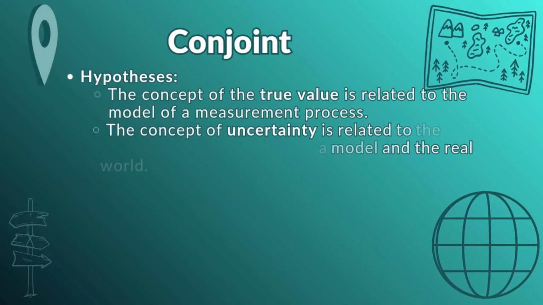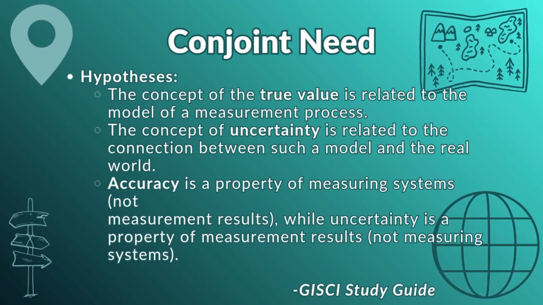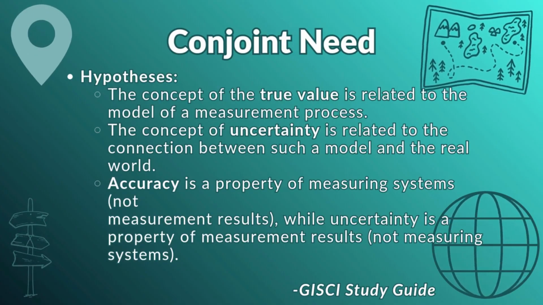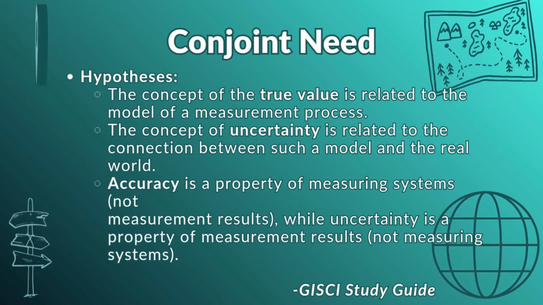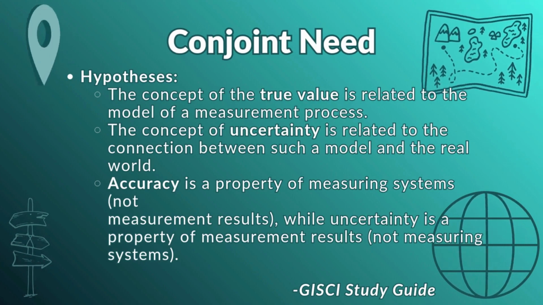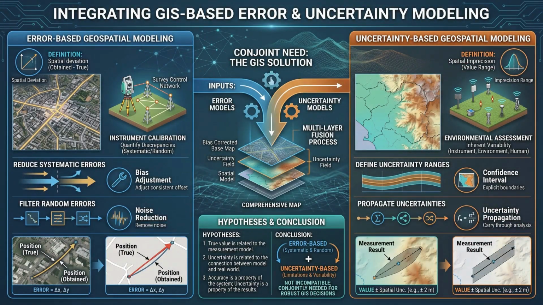And what's fascinating here is how the text frames this as a conjoint need. The hypothesis basically argues that accuracy is a property of the measuring system. So my stance, the dart's aerodynamics, my technique. Exactly. But uncertainty is a property of the measurement result. It's where that dart actually strikes the board while fighting the wind. Oh, man. That makes total sense. So you need both models simultaneously. You need error models to fix the system you control and uncertainty models to accept the reality of the environment that you don't control. They do not compete at all. They are conjointly needed to responsibly model any measurement process.